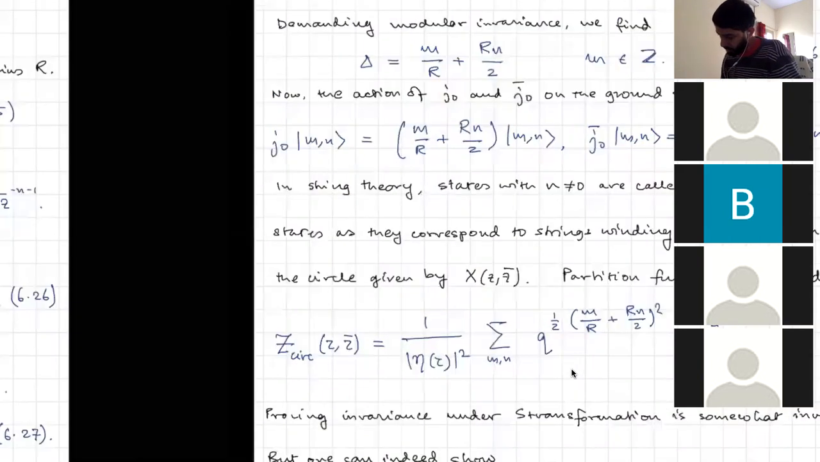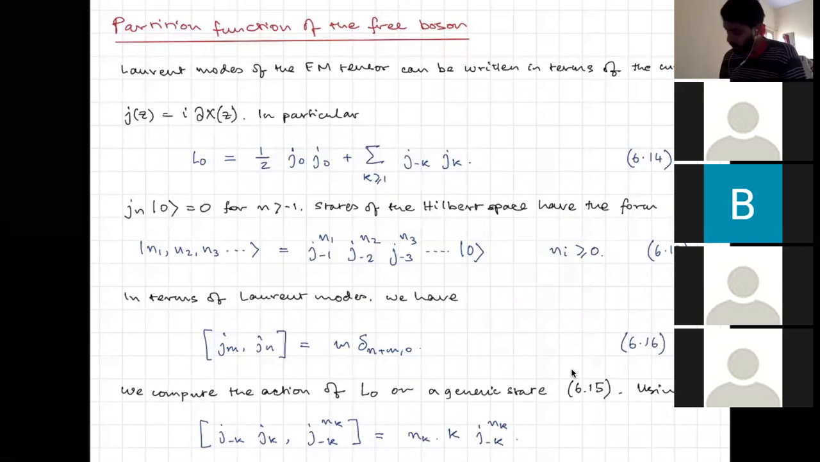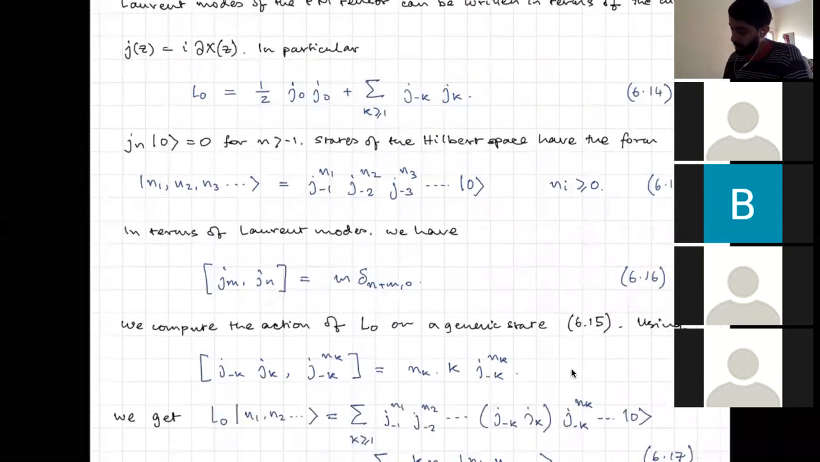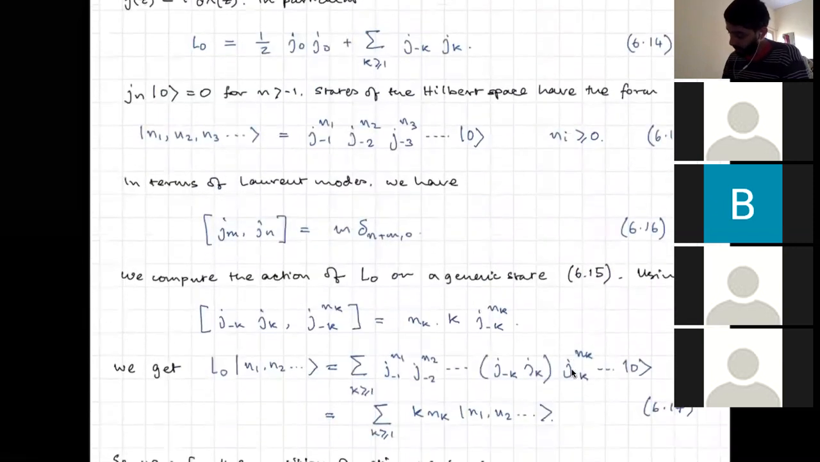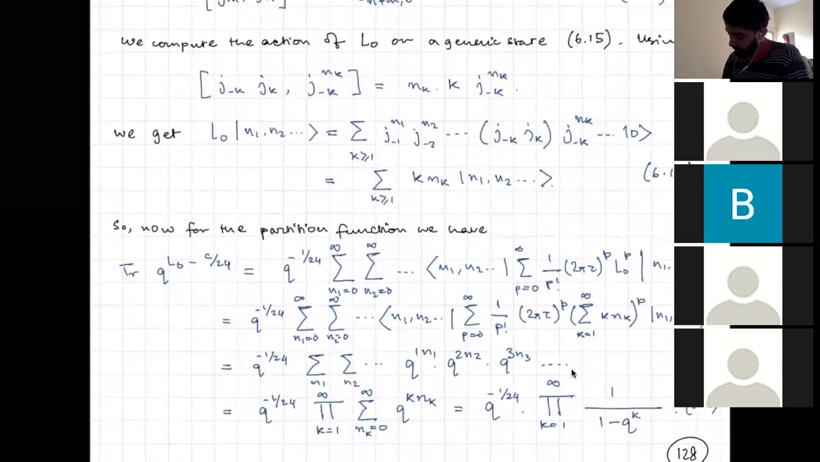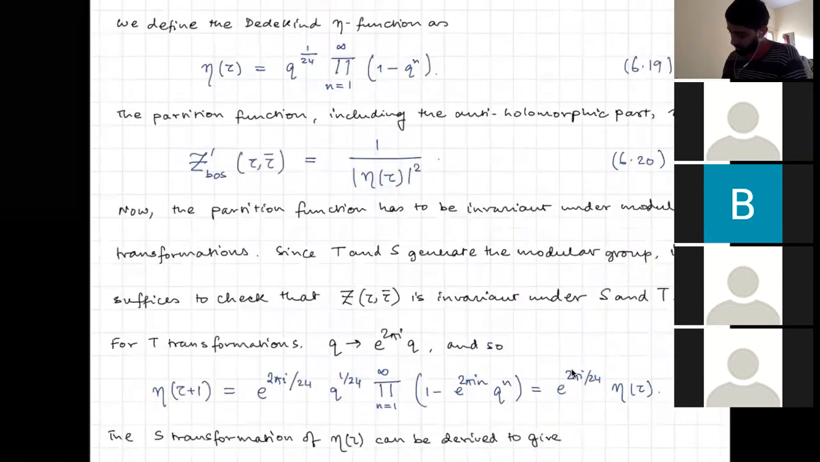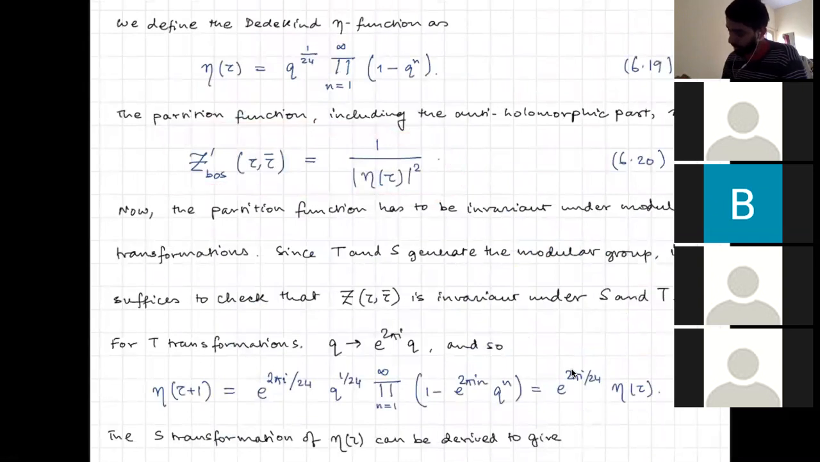Very good. So let me try and remind you a little bit of what we did last time around. We were looking at partition functions, and we were trying to impose modular invariance. The first example we had was just the free boson, and we found that the naive partition function you wrote down would have been given by one over the modulus of this eta function squared.